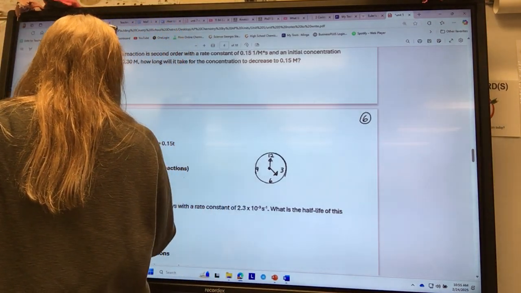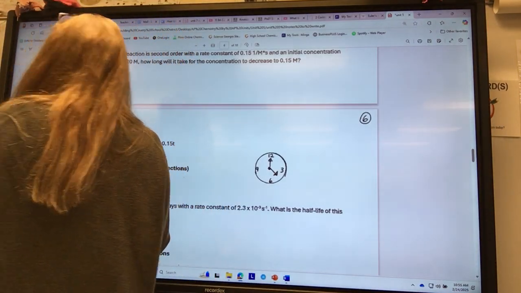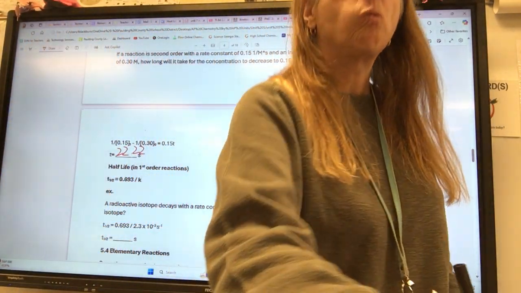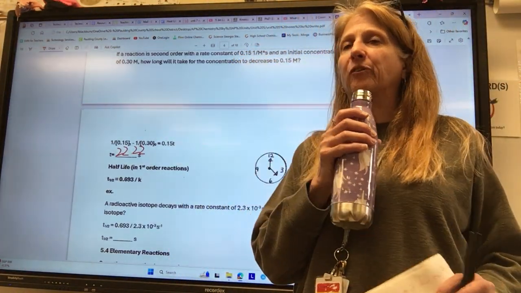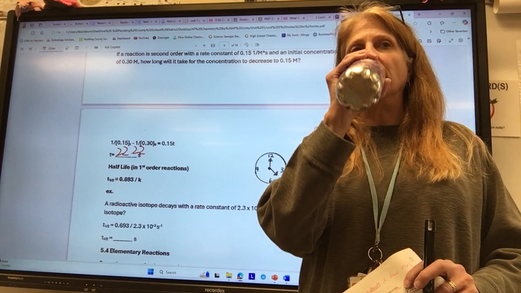22.22. I want you to try to use that inverse button on your calculator. Don't do 1 divided by parentheses, all that. Let's try to do it the fast way. Use that inverse button.